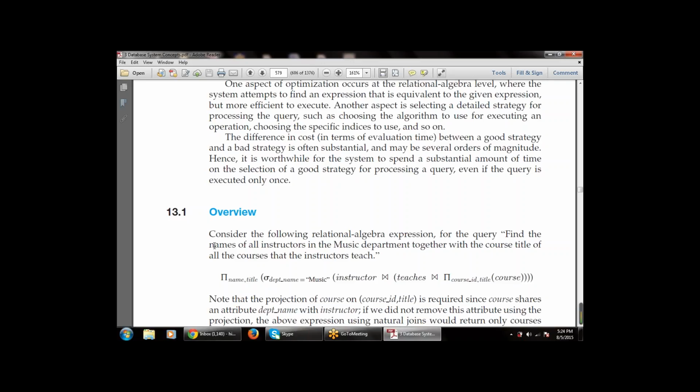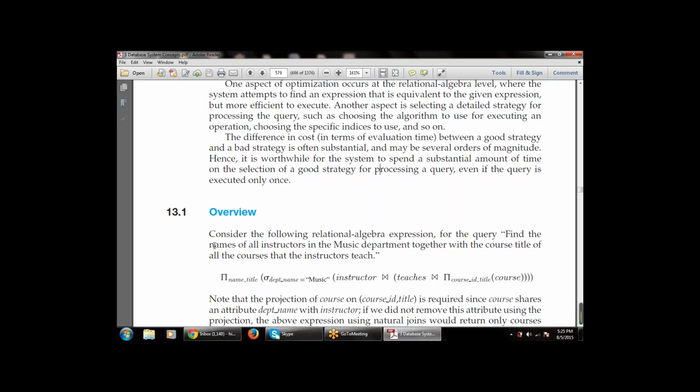This is the pi, then there will be a name, then a title, then a sigma, then department name equals music, that is, the name of the department is music. Then instructor, which joins teaches, which also joins the pi, course ID, title, then course. This is a query that gives the name of all the instructors in the music department together with the course title of all the courses that the instructor teaches.